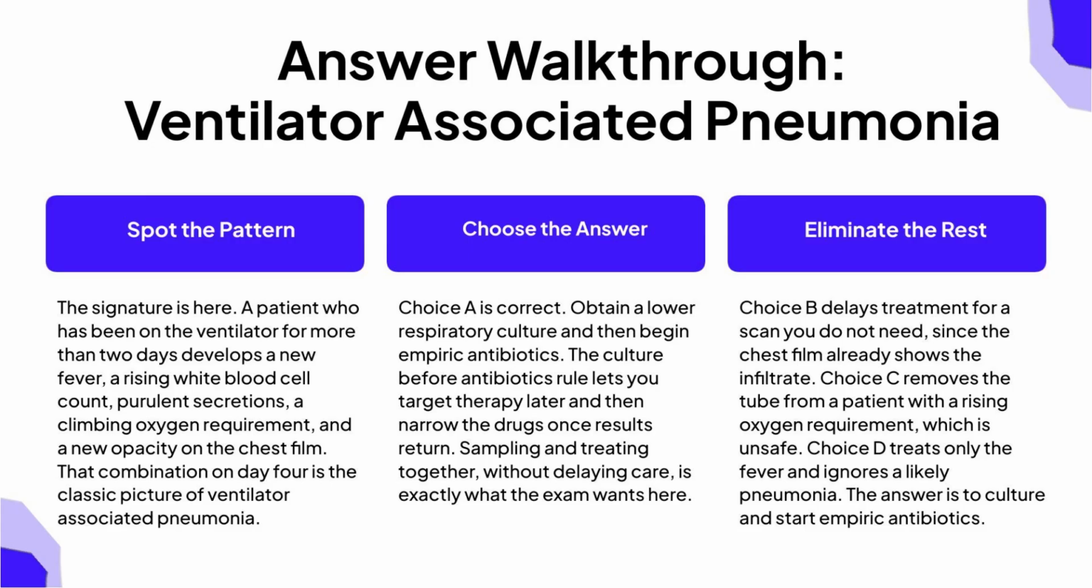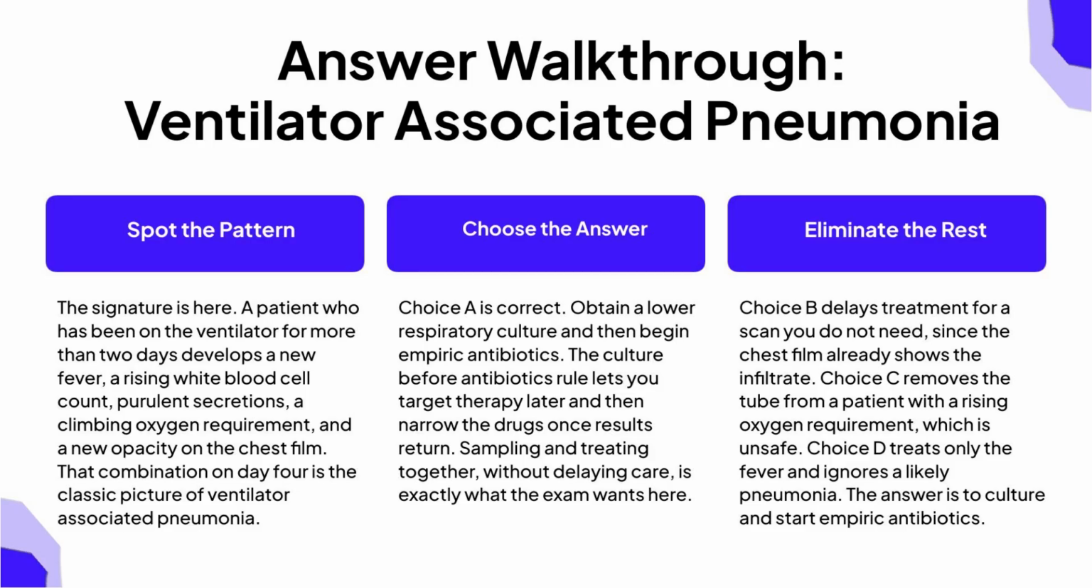First, spot the pattern. A patient who has been on the ventilator for more than 2 days now has a new fever, a rising white count, purulent secretions, a climbing oxygen need, and a new opacity on the chest film. On day 4, that combination is the classic picture of ventilator-associated pneumonia. Now choose the answer. Choice A is correct. Obtain a lower respiratory culture, and then begin empiric antibiotics. The culture before antibiotics rule lets you narrow the drugs once results return.